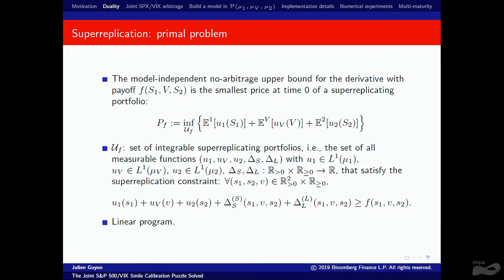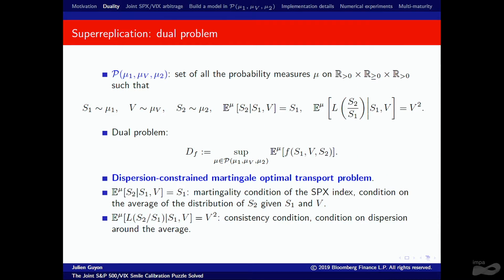Of course, each time you have a linear program, you have a dual. And the dual problem is simply one of maximizing the risk neutral expectation of the payoff F of S1, V and S2. And what are all those risk neutral measures? They are the measures denoted by this set P, calligraphic P. That's super important in the rest of the talk, so it's important that you remember what this is. It's all the probability measures on S1, V, and S2 that have the correct marginals that are given by the market. And on top of that, that satisfy the martingality constraint and the consistency condition that the VIX is indeed the 30-day implied volatility of the log contract. So this is the martingality constraint on the spot, and that's the consistency condition.